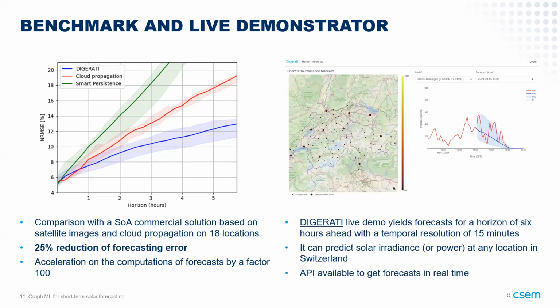We have a live demonstrator in Switzerland that yields forecasts for this time. This demonstrator has a small network. It has only 130 stations, whether coming from Meteosat in Switzerland, and around 64 PV stations. That's more to have a demo for real time. So it can predict irradiance over all of Switzerland. And there is an API available to get forecasts in real time. If anybody wants to try it, just please let me know.